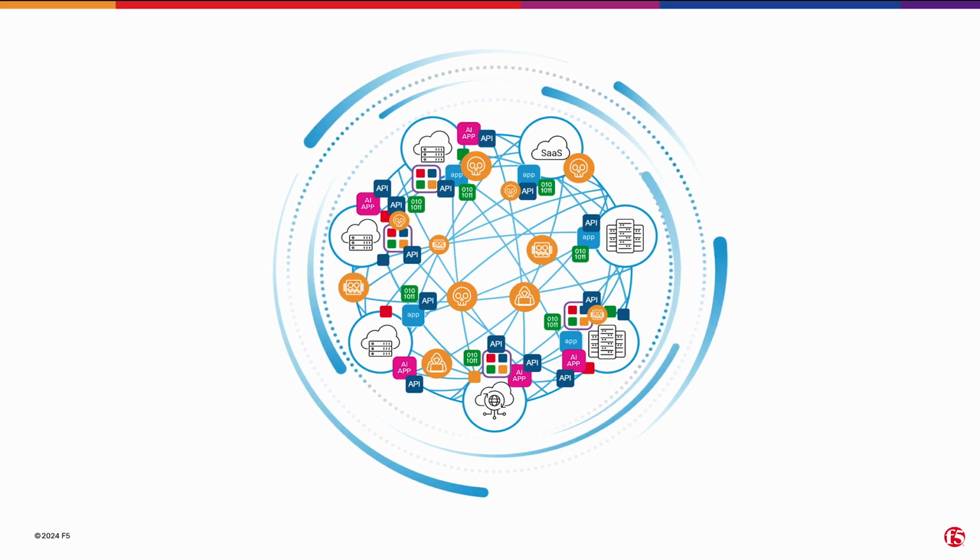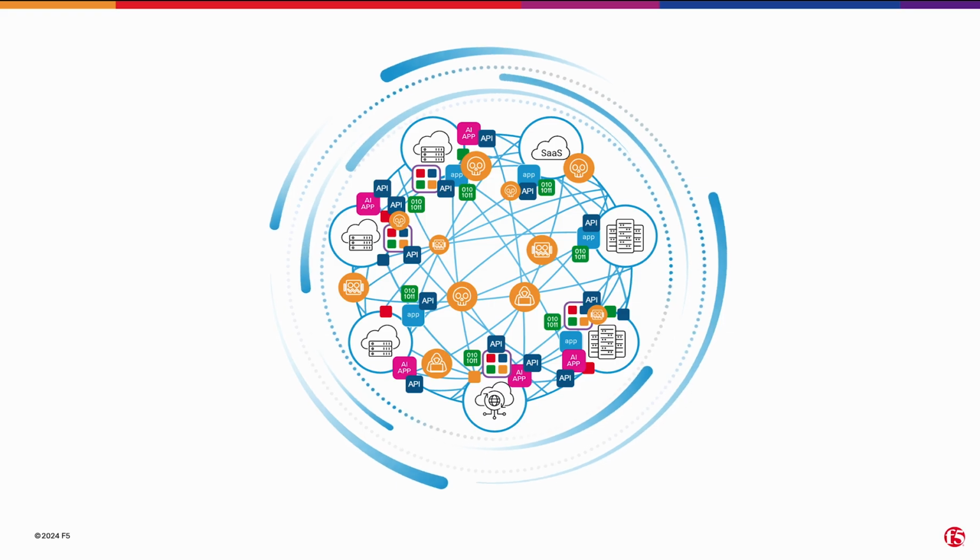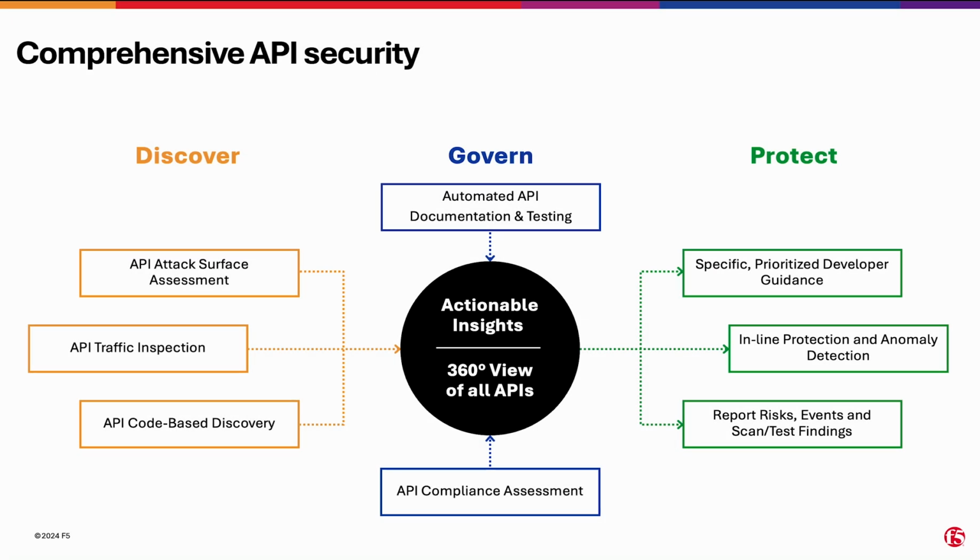That's a large and complicated attack surface, and complexity is the enemy of security. To effectively manage the complexity of these hybrid multi-cloud applications and protect against threats, organizations need comprehensive API security from dev time to runtime, consisting of multi-lens discovery with API attack surface mapping or crawling, runtime API traffic inspection, and code scanning, as well as governance tools to ensure all APIs are correctly documented and regularly tested for compliance, and extensive inline protections and anomaly detection for real-time defense, mitigation guidance, and alerts for any findings.